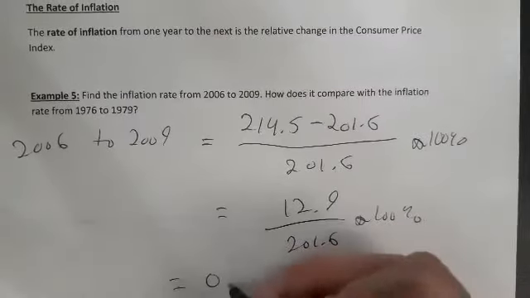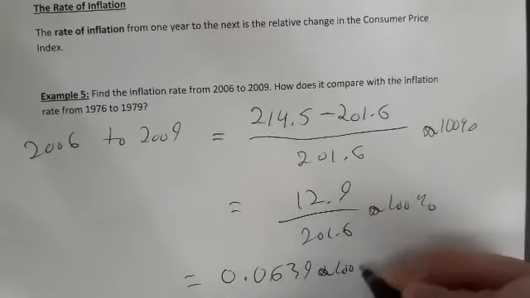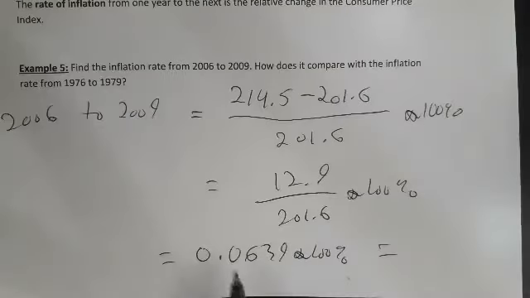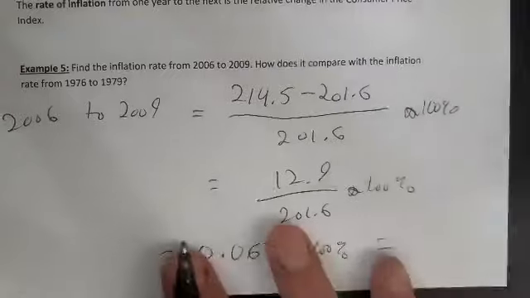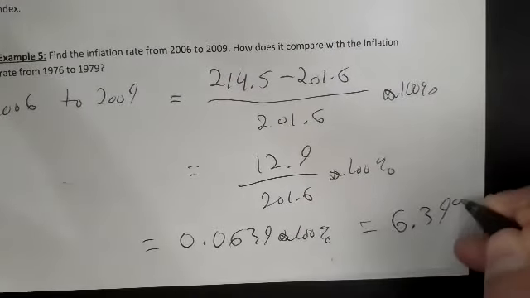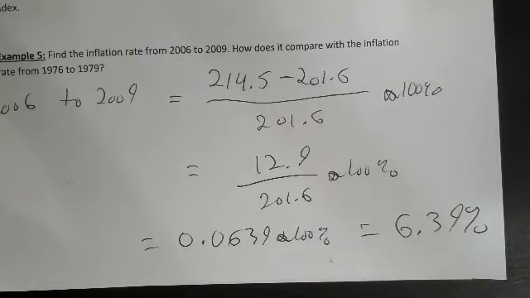And it should be giving me something like 0.0639, and I still have to convert that. To two decimal places, this should be 6.39%. So the rate of inflation from 2006 to 2009 was 6.39%.